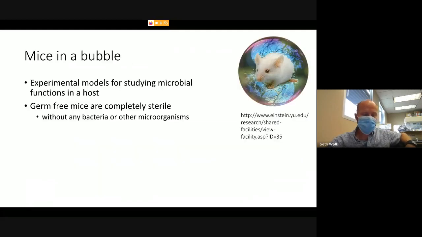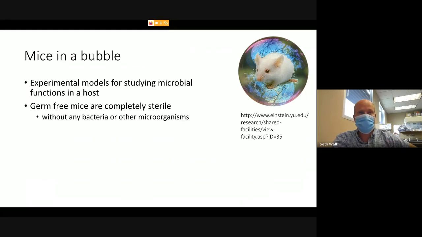Okay, so those are the examples. I just want to talk a little bit about some of the biotech that we use in the lab. A lot of the work that we do requires some kind of control, right? When you're looking at a mammal like a mouse, all mice have a gut microbiome. So what do you compare those mice to?